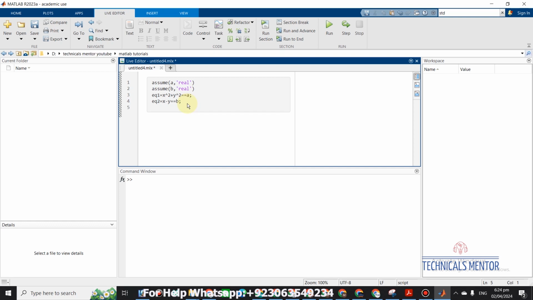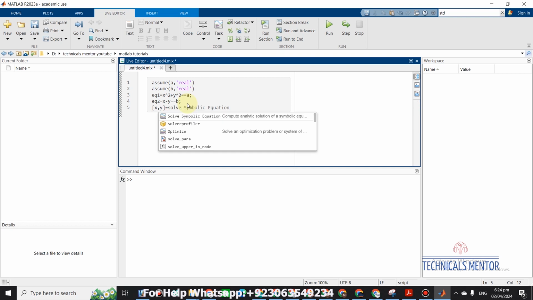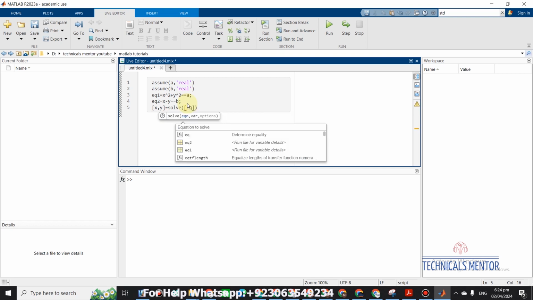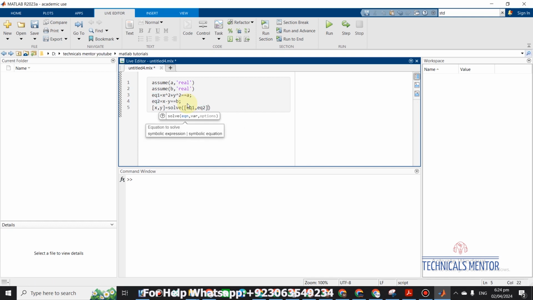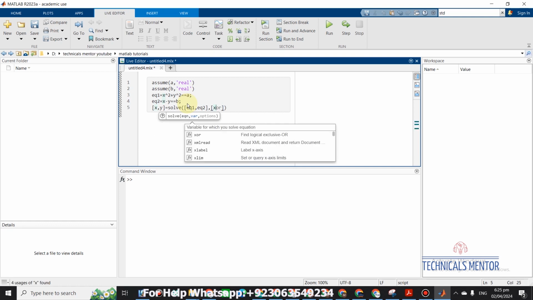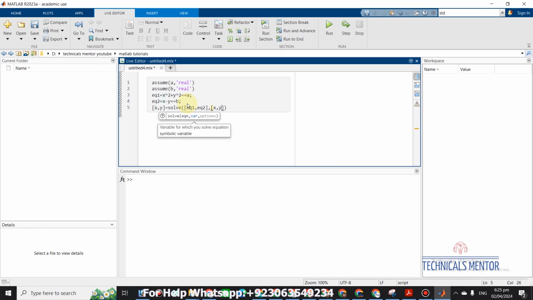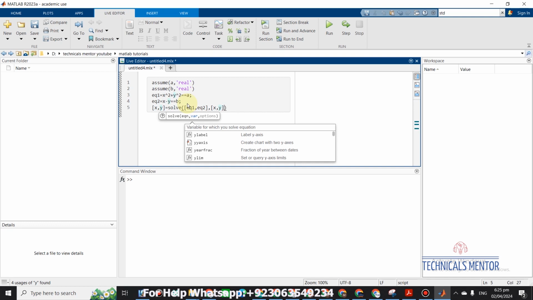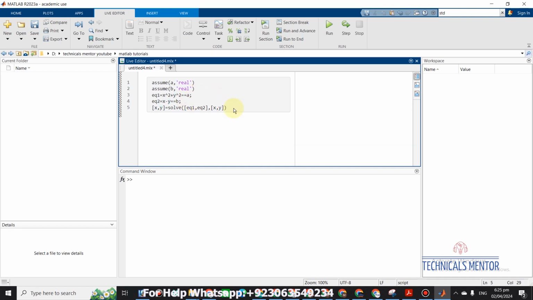Now we have to solve the equation, like x is equal to solve equation 1, equation 2, and x, y, and we calculate z is equal to x y.